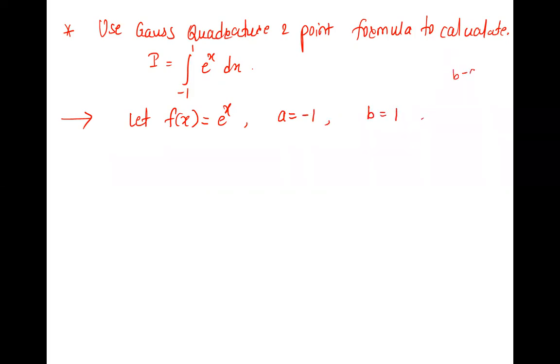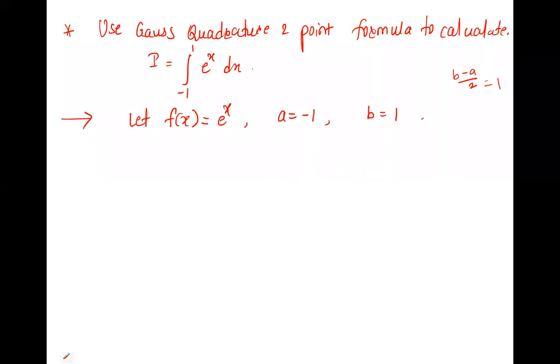And for the formula, there is b minus a by 2. So if you find b minus a by 2, what will be the value? 1 minus minus 1, 1 plus 1, 2 by 2, that is 1. So whatever this multiplies to the formula, b minus a by 2, that value becomes 1. So whenever the integration is from minus 1 to 1, you can ignore b minus a by 2 from the formula. You can just write w1 f of x1 plus, because the value is 1.